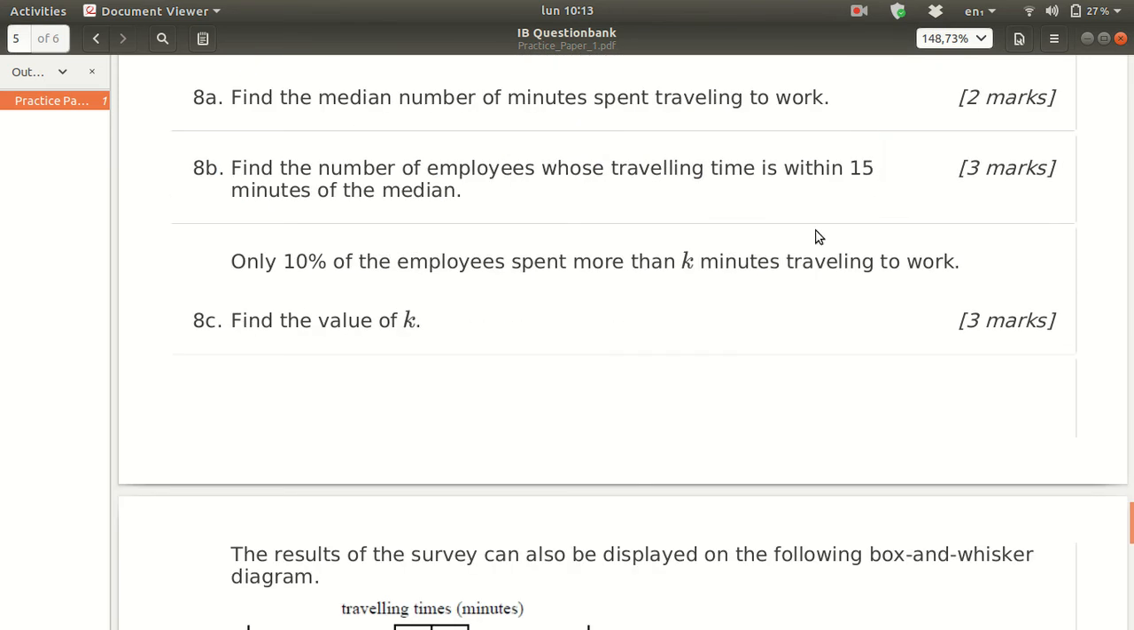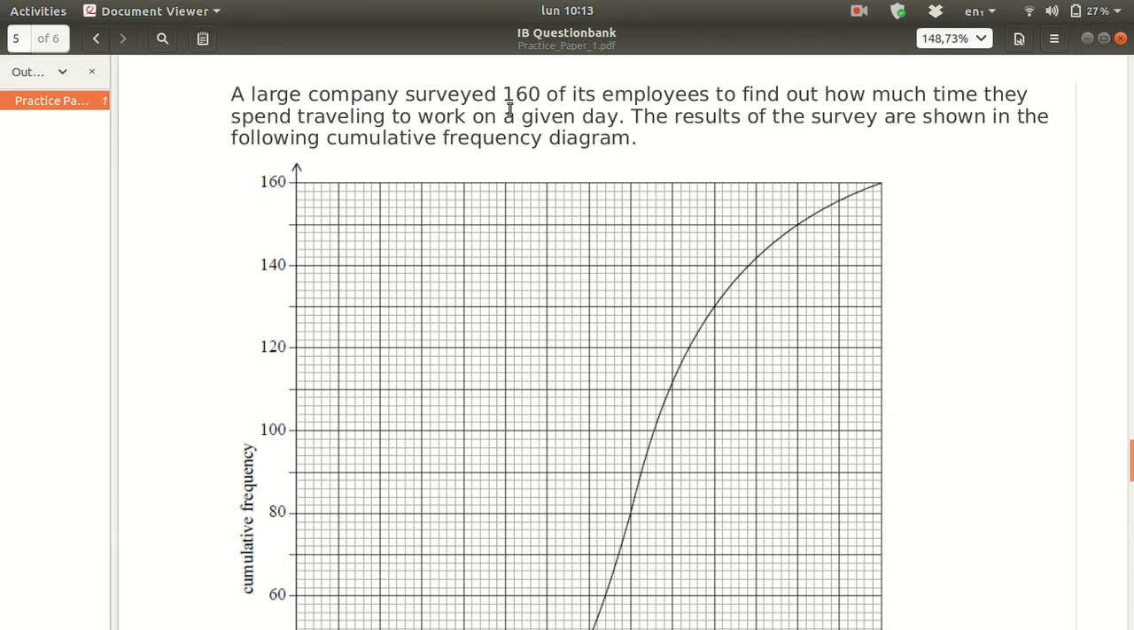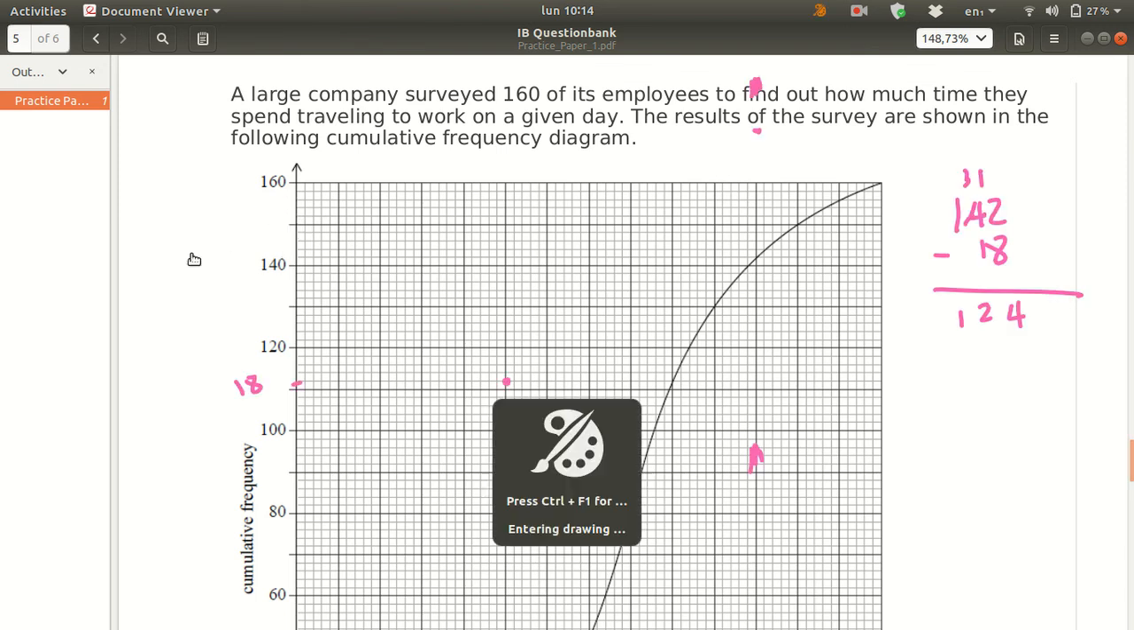Now only 10% of the employees spend more than K minutes traveling to work. Find the value of K. So only 10%, that's the top 10%. 10% of 160 is 16. So that means the top 10% would be 160 minus 16.